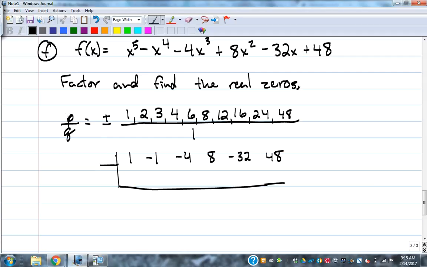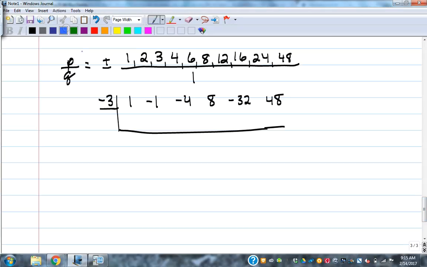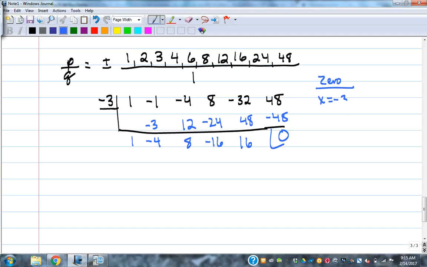It's not quite as special as 2 is. So I'm going to use -3 first time and run that through. And that would be 8. And there's the remainder of 0. So x minus 3 is a 0. So we got a 0 of x equals -3.